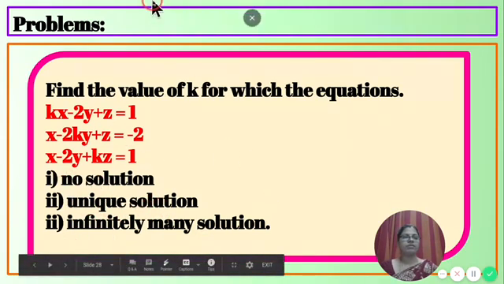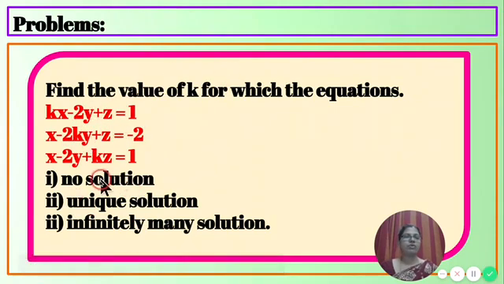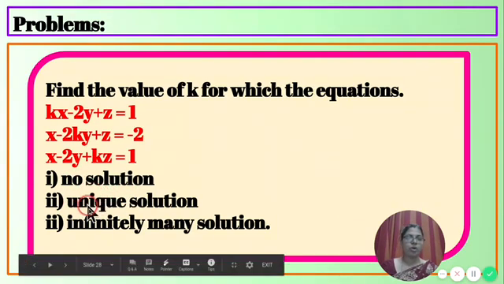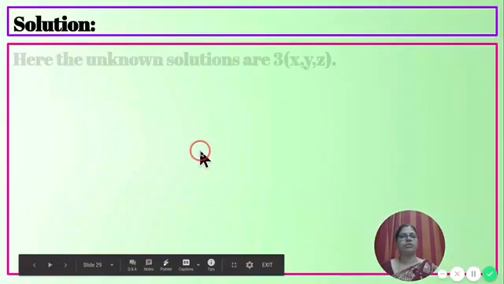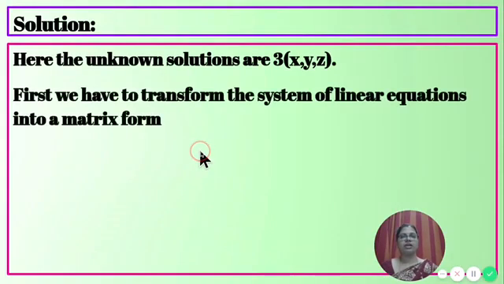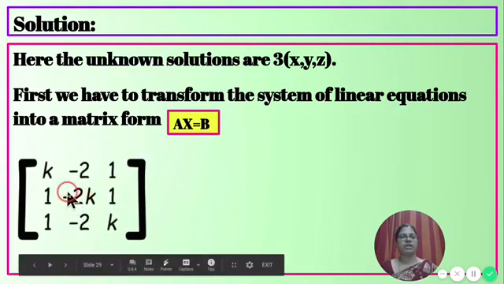So we have to solve this system of linear equations, and then we have to find the value of k for all three cases. Let us see how to do that. Here we have three unknowns. First we have to transform the given system of linear equations into a matrix form.